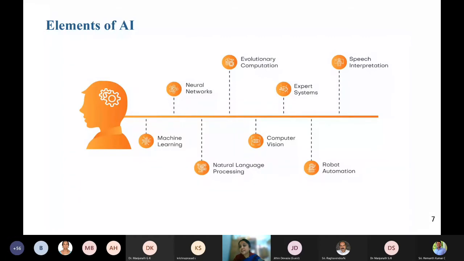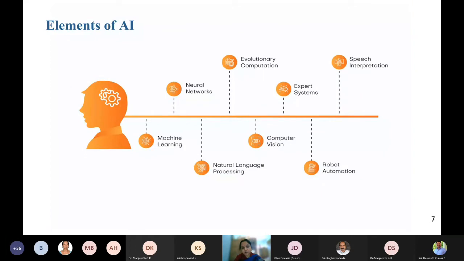Then there is speech interpretation, where we are trying to interpret speech. There is a certain overlap between speech interpretation and natural language processing, but the tools used and the whole methodology behind speech interpretation and natural language processing are quite different. That is what distinguishes and segregates natural language processing from speech interpretation.